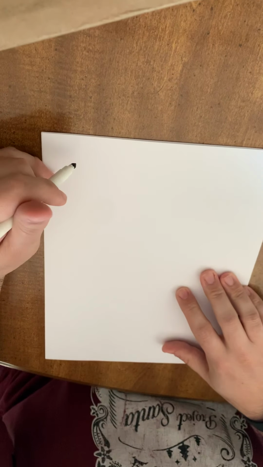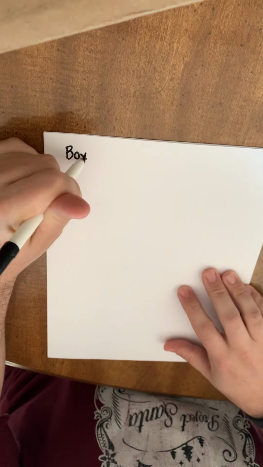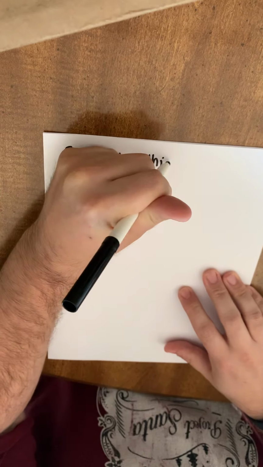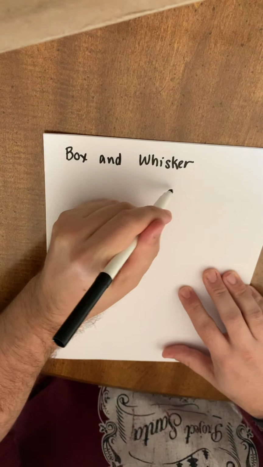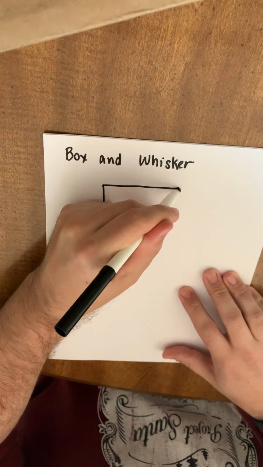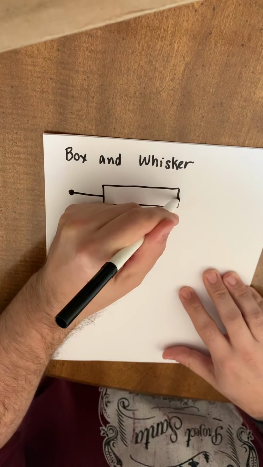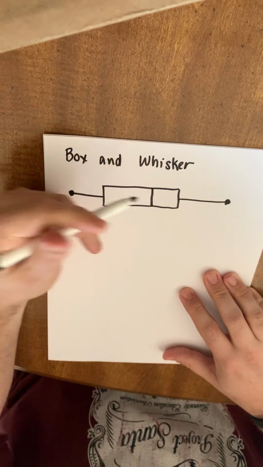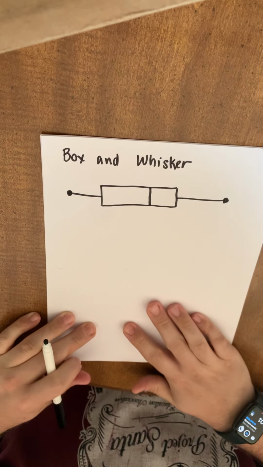All right, so today we're going to talk about box and whisker plots. Box and whisker. And when we're done, we're going to end up having something that looks like this. Okay, so first let's just talk about the parts of the box and whisker plot.